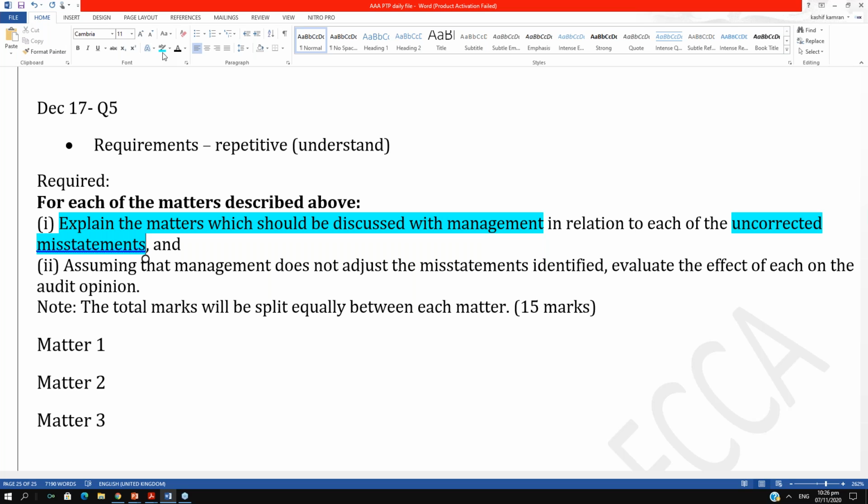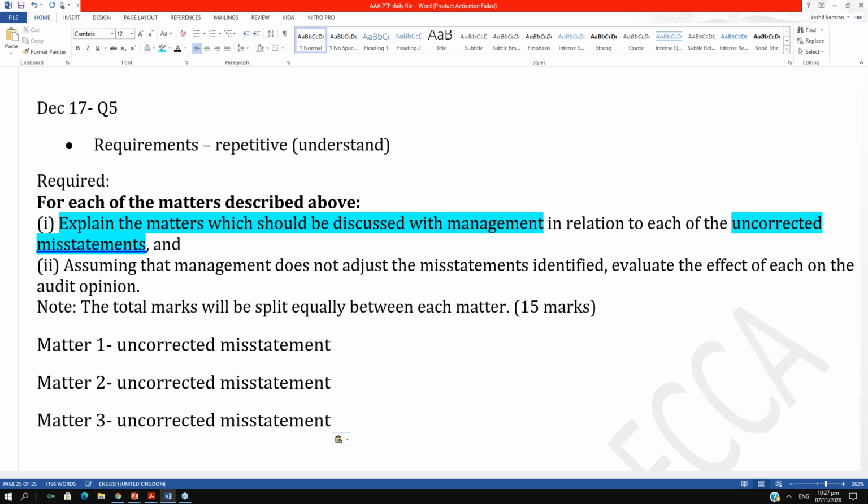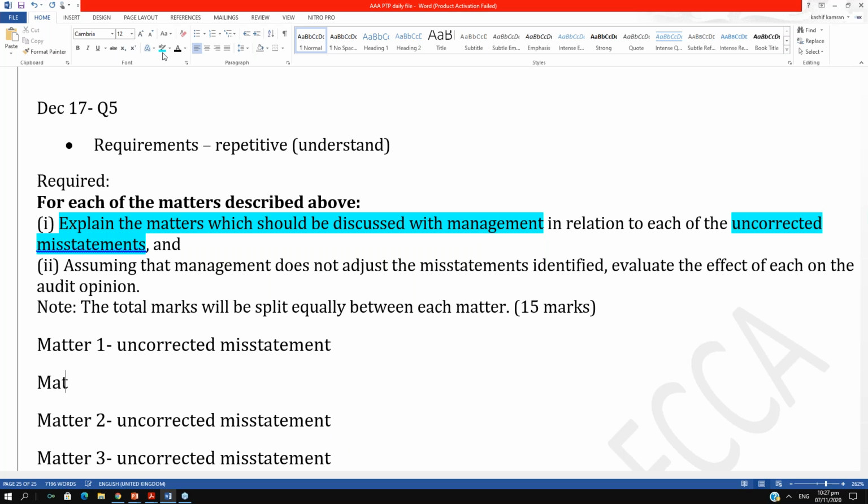Do you have an uncorrected misstatement in matter 1? In matter 2? In matter 3? In matter 1, you have an uncorrected misstatement, right? Same goes with matter 2 and matter 3. So that is the same phenomenon. Now the examiner is asking you to explain the matters which you should discuss with management in relation to each of the uncorrected misstatements.